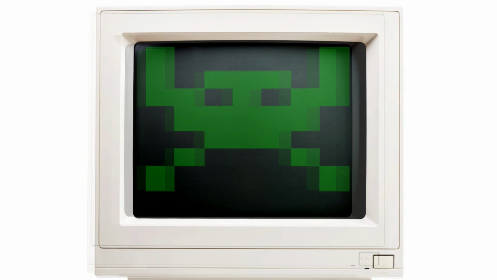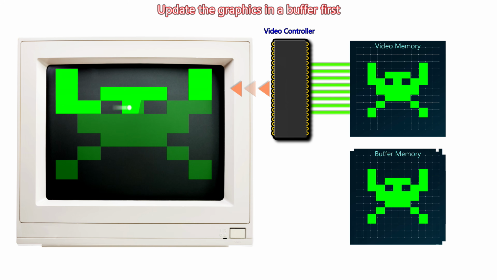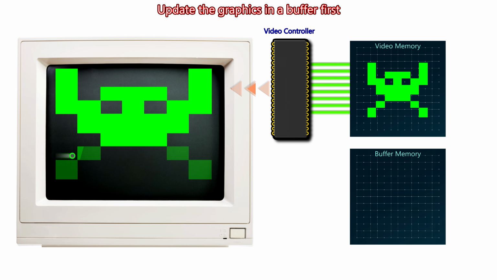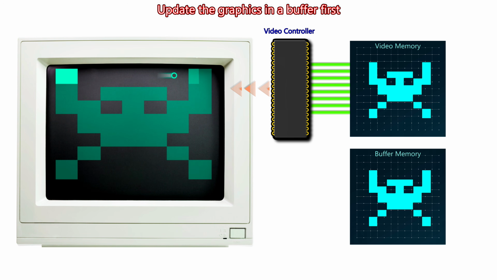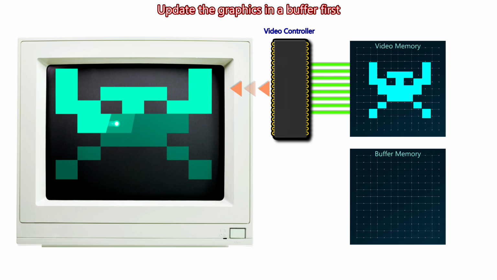However, if I build the frame up in another off-screen region of memory while the screen itself is being updated, and then switch that into the video RAM when the beam is returning to the top, that would be super smooth.